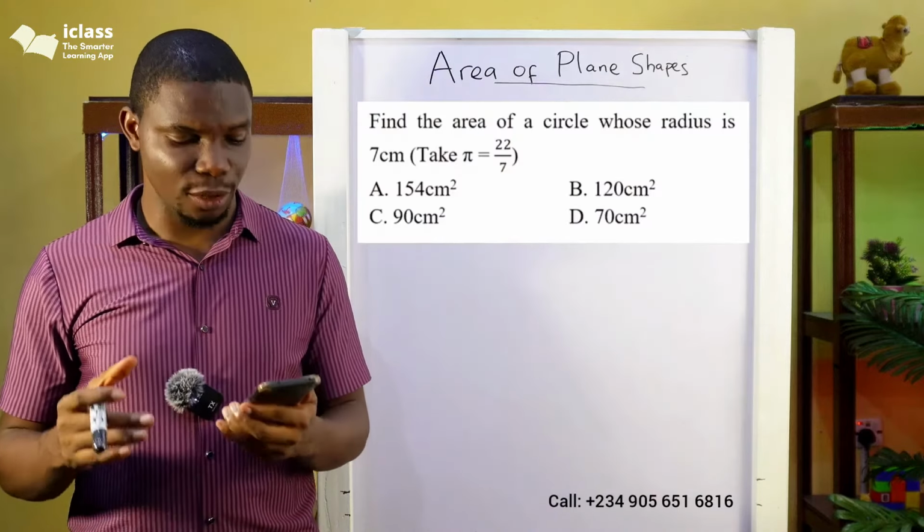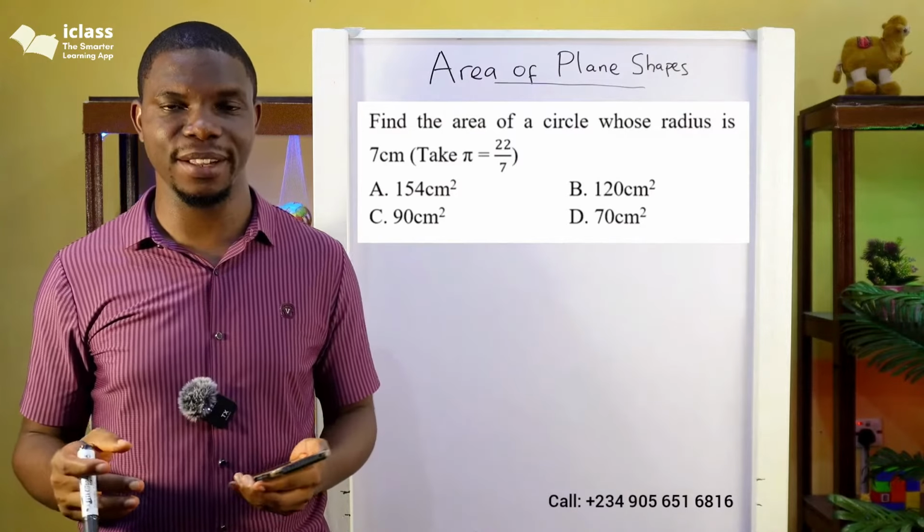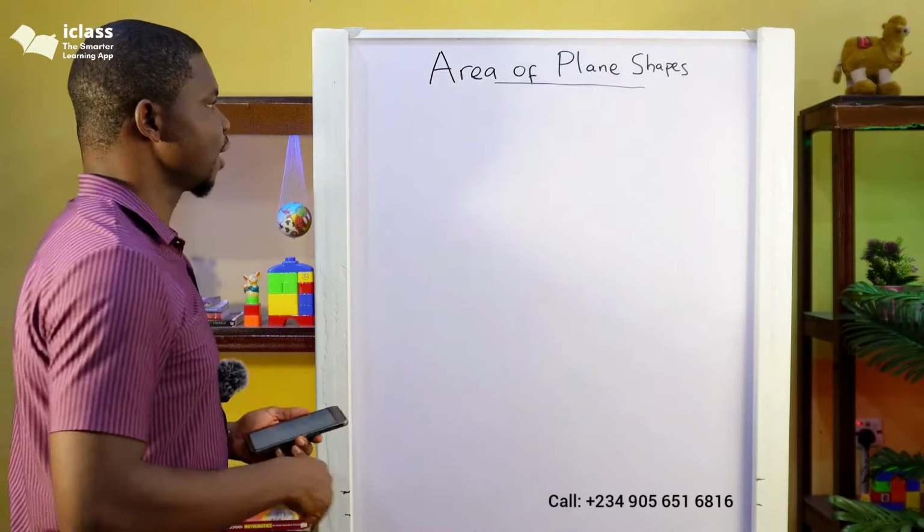Question 2. Find the area of a circle whose radius is 7 centimeters. Take pi to be 22/7. Easy.